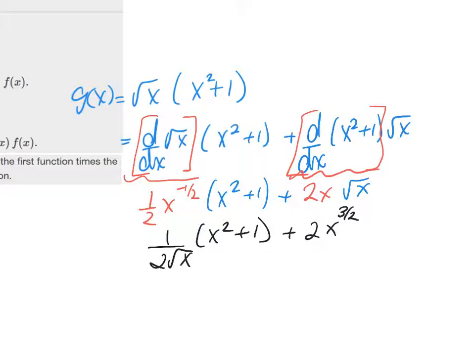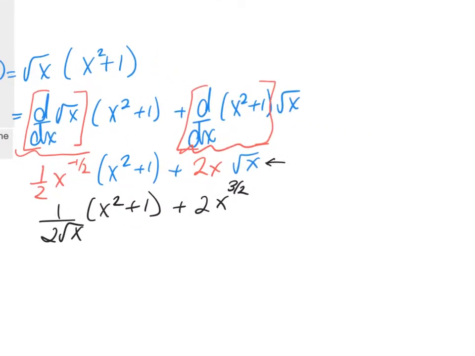Questions on any of the algebra I did? Wait, can you just explain how to do 3/2? So this one, I'm using this rule that says if my bases are the same, a to the m times a to the n is just going to be a to the m plus n. So what I have is x to the 1 multiplied by x to the 1/2, which is x to the 3 over 2.